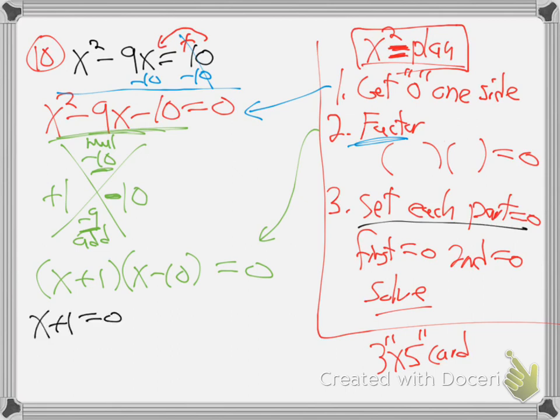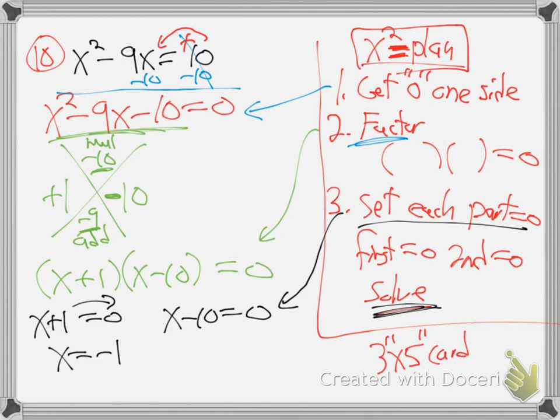Now, step 3, each part equals 0. So the x plus 1 part equals 0. The x minus 10 part equals 0. And now you just solve. Get x alone. So I just jump this 1 to the other side, negative 1. Jump that 10 to the other side, positive 10. So the answers are minus 1 and regular 10. Those are the two answers.